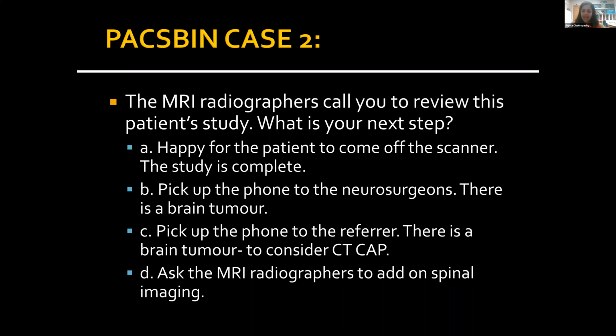Are you happy that the scan's done? Are you happy that the patient can come off the scanner? Option A. Option B, there's a tumour on the scan, we need to alert the neurosurgeons. Option C, we need to tell the referrers because they need to do a CT chest abdo-pelvis. Or option D, before the patient comes off the scanner, please can we add on some spinal imaging? So take a minute to look through and we'll discuss the answer in a minute.